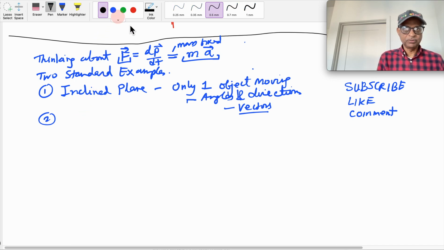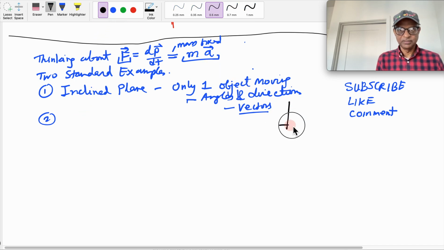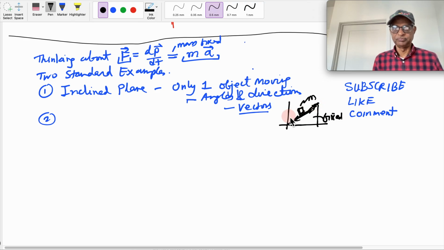To draw this, it's going to be a plane like this, maybe a wedge, and this is fixed, and there is a block of mass m that's going to either slide up or slide down. That's going to happen to this block. So that's called the inclined plane problem.